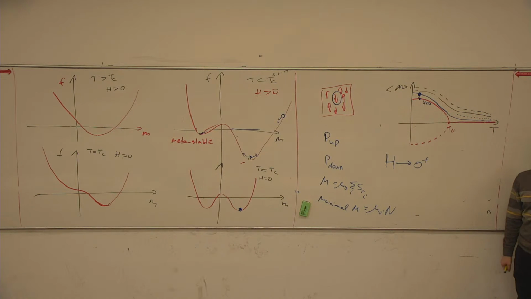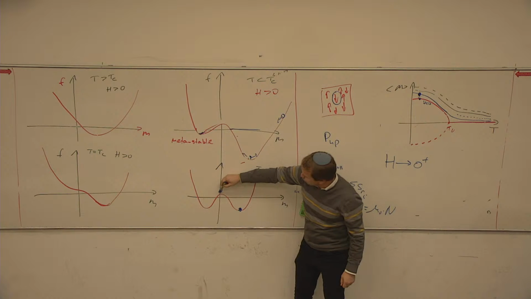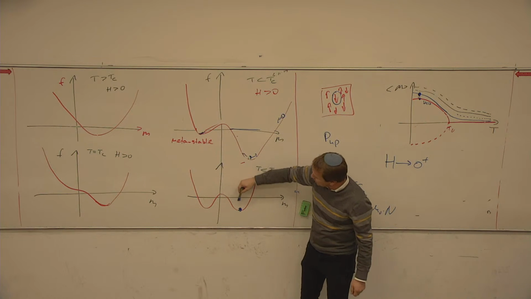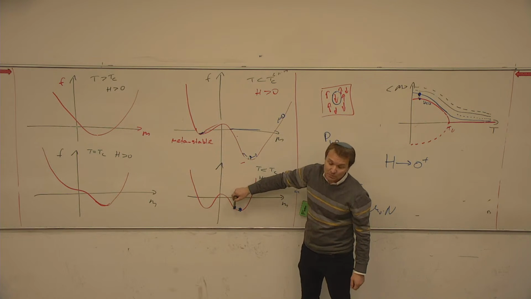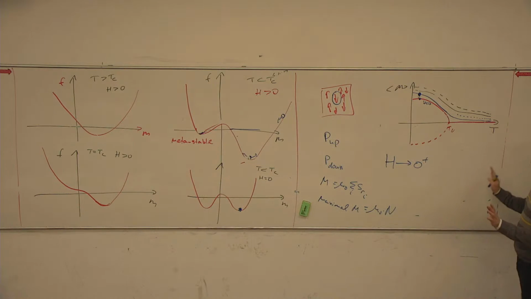We start from h, which is non-zero. We decrease it towards the solution where h is 0, 0 plus, and the system has to converge. It wasn't sitting over here. It was already sitting in this well, so it will keep sitting over here. Okay. So this is great.